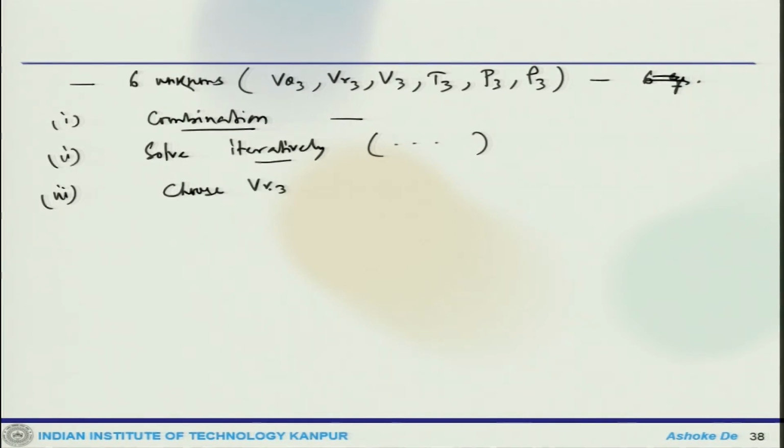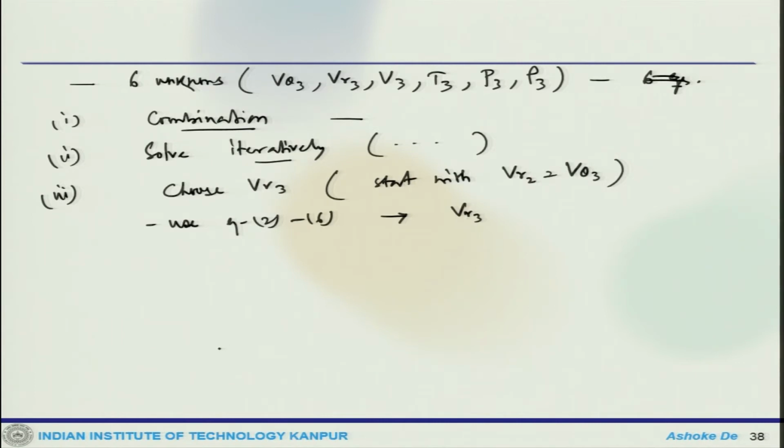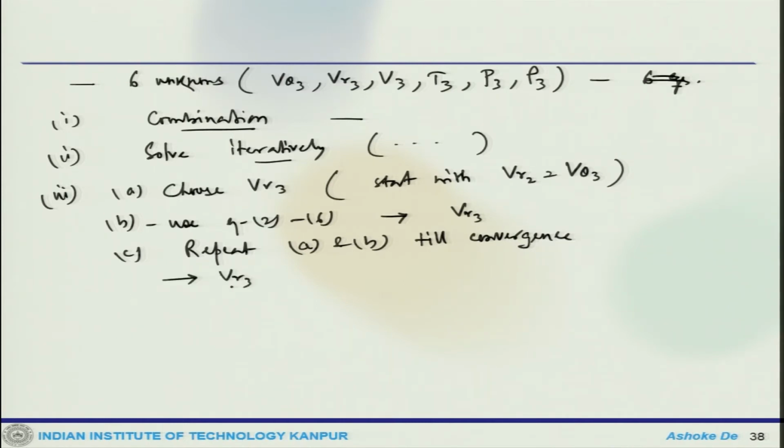Or, as a third approach, we can first guess some value or choose some V R 3. So, you start with V R 2 equals V 3, then use equations 2 to 6 and you obtain V R 3. So, let us say this is step A, this is step B, then at step C we can repeat A and B till convergence, and then get V R 3.